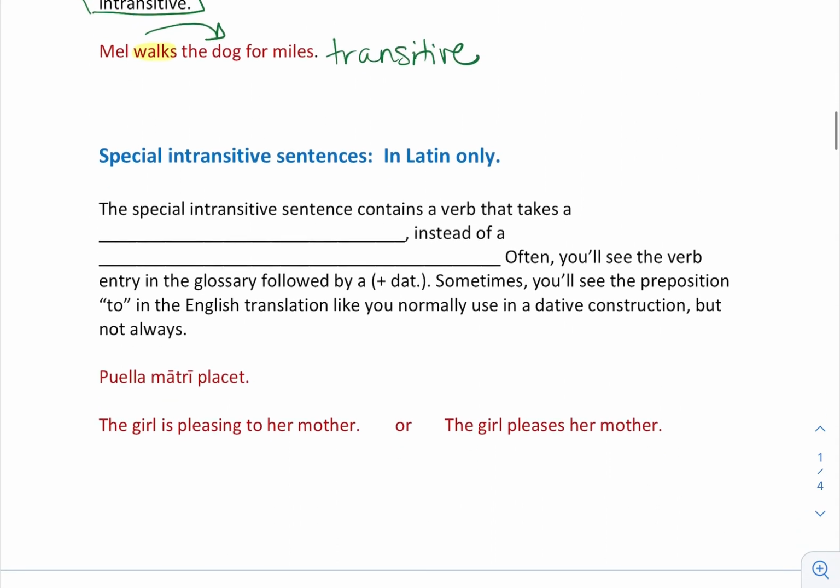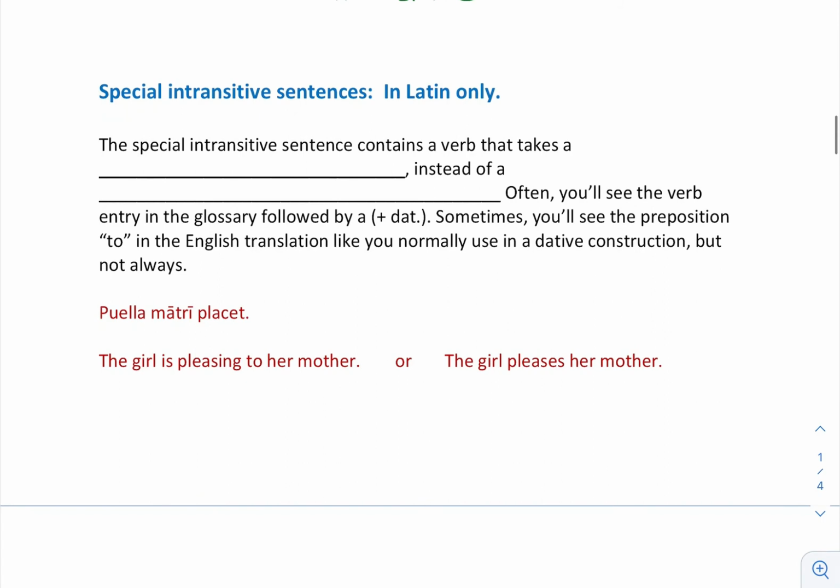All right, let's take a look at special intransitives. And special intransitives are in Latin only. So this special intransitive sentence contains a verb that takes a dative object. We've talked about the dative object. It behaves like a direct object, but we don't have the dative in the same sense in English, so it's used instead of a direct object, or, remember, the accusative.